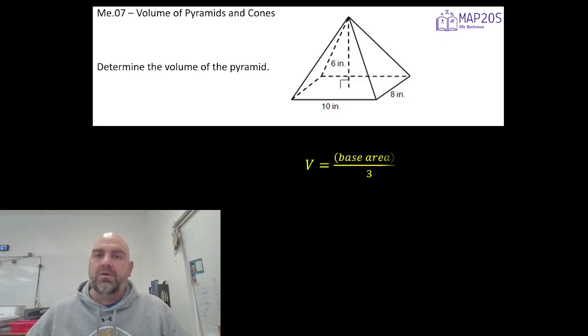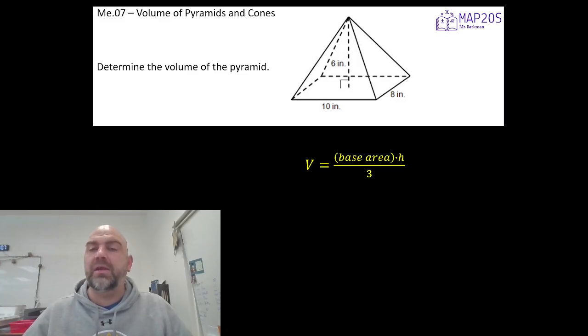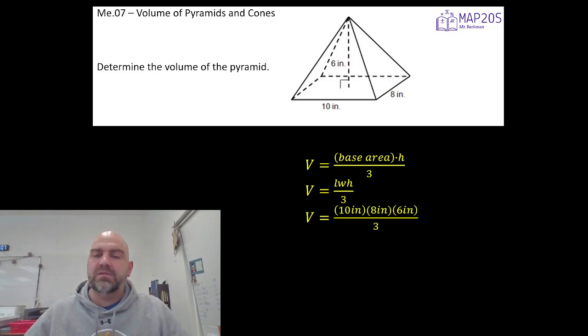All right, our regular formula is this right here: base area times height divided by 3. This is a rectangular prism base, so we're going to do length times width as our base, multiplied by the height. Kind of looks like a rectangular prism, right? But it's a pyramid, so we have to divide by 3. Plug all of our values in, divide by 3, and hopefully you got 160 cubic inches. All right, so far so good.